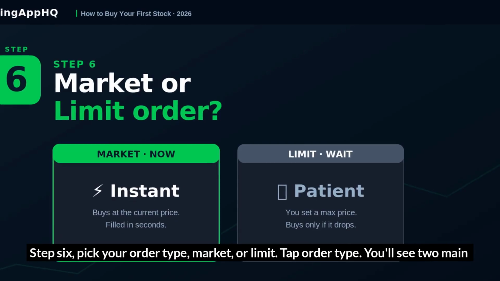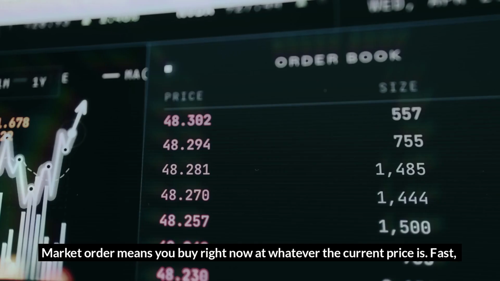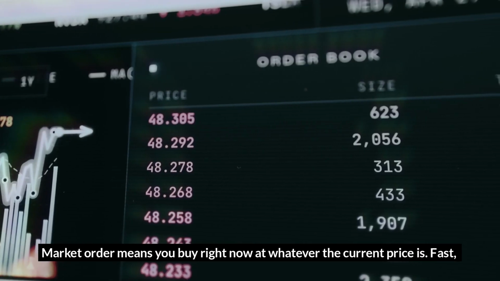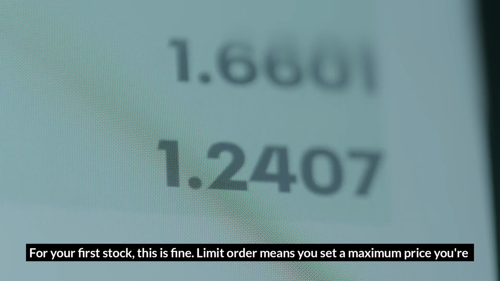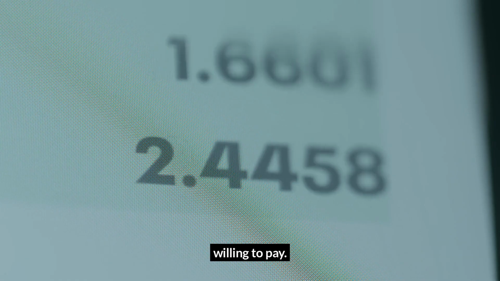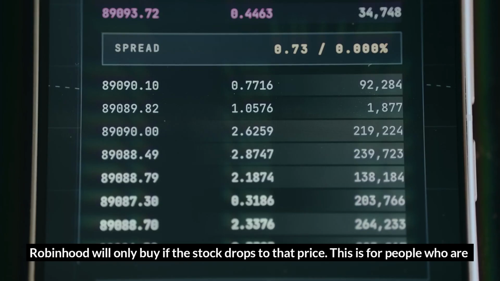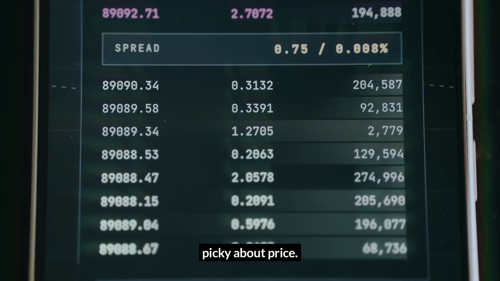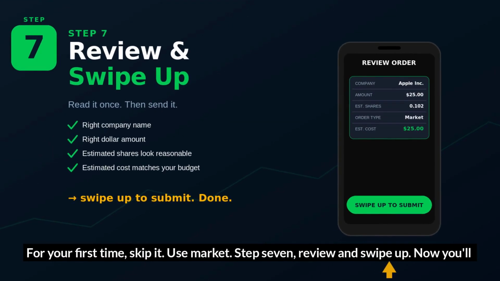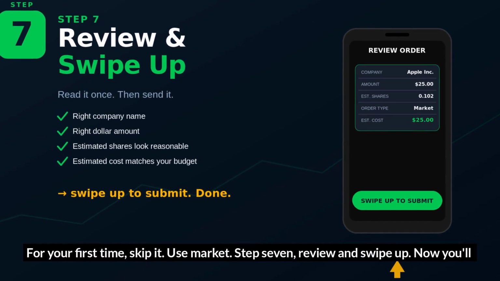Step 6, pick your order type, market or limit. Tap order type. You'll see two main options. Market order means you buy right now at whatever the current price is. Fast, simple, done in seconds. For your first stock, this is fine. Limit order means you set a maximum price you're willing to pay. Robinhood will only buy if the stock drops to that price. This is for people who are picky about price. For your first time, skip it. Use market.